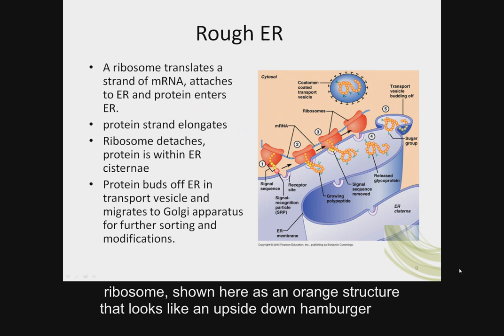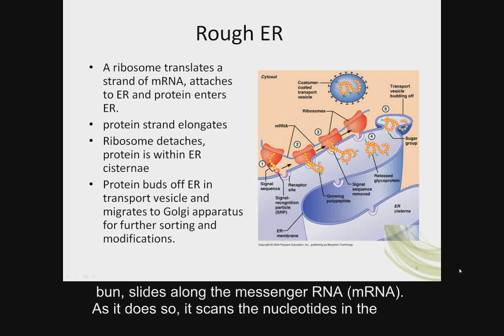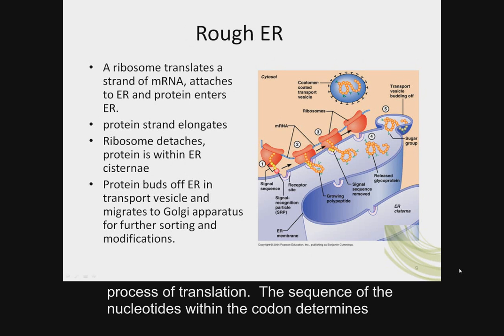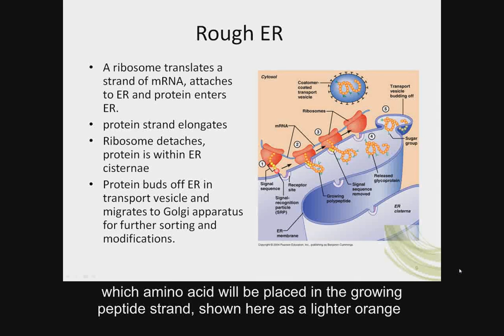How does this happen? Well, the ribosome, shown here as an orange structure that looks like an upside-down hamburger bun, slides along the messenger RNA, or mRNA. As it does so, it scans the nucleotides in the messenger RNA 3 at a time. The three nucleotides collectively are called a codon. This is the process of translation.